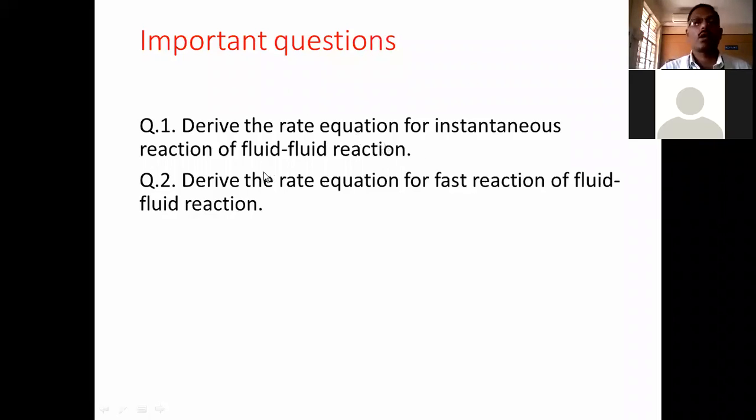For the case of gas stream controlling step and liquid stream controlling step, we can explain both and determine the rate equation. Then question number 2: derive the rate equation for fast reaction of fluid reaction. Again, for case C and case D we can explain here. The case C rate equation will be determined, then calculate E, put E in equation C, and then calculate the rate of reaction for case D. These are the important questions, and these important formulas you must remember.